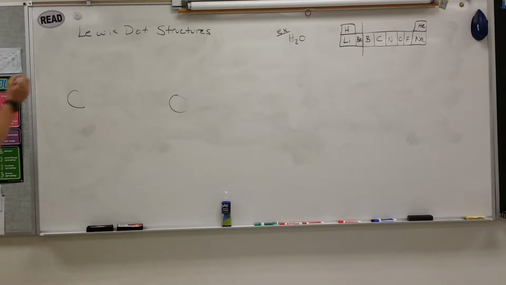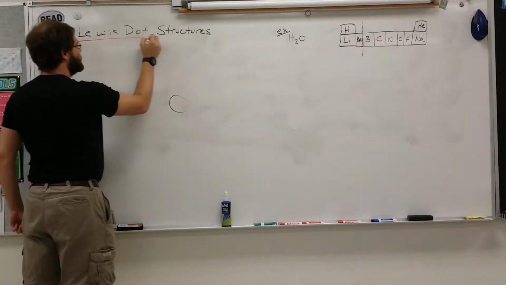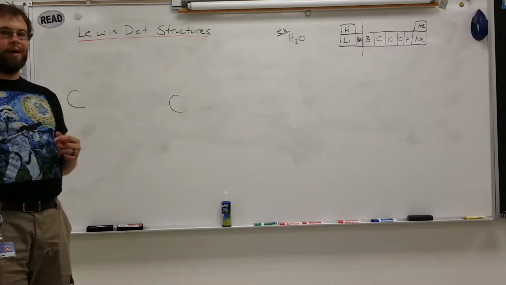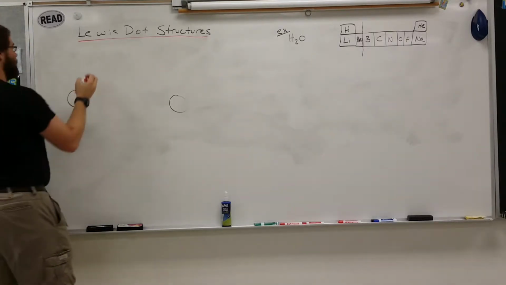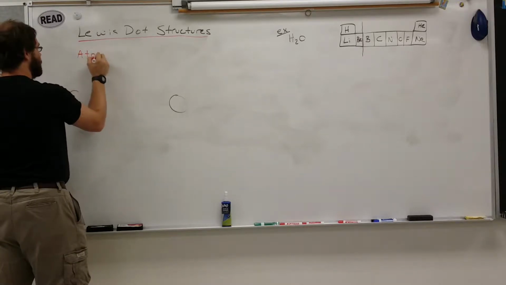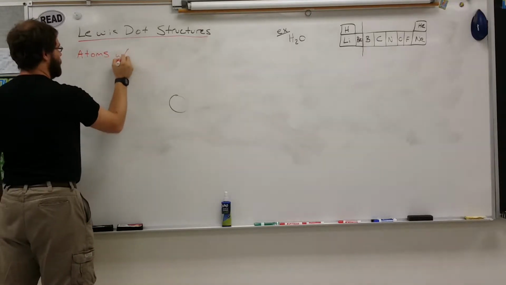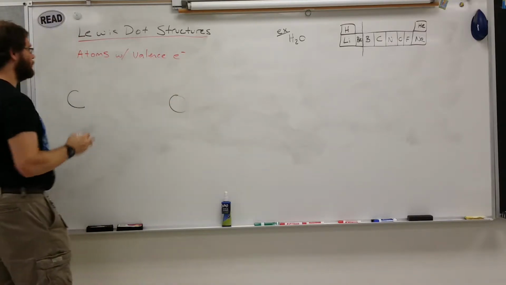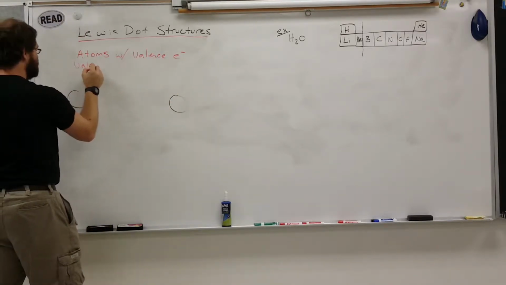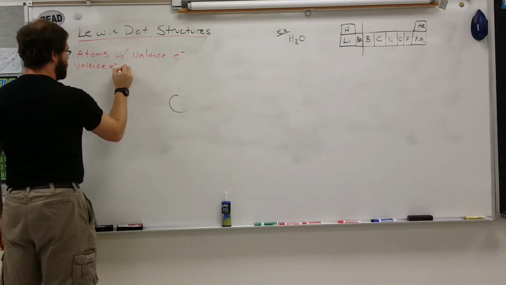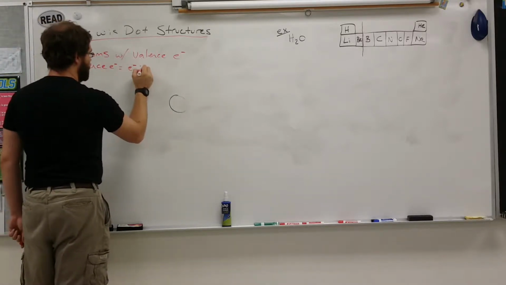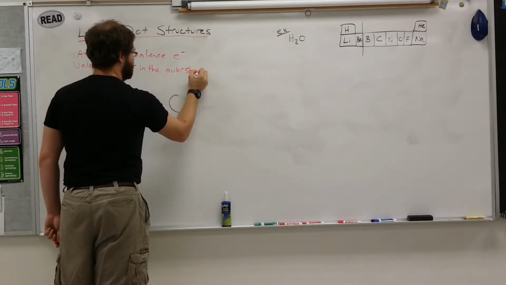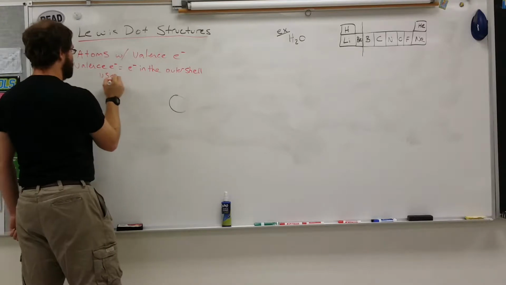Alright, in this video we're going to talk about Lewis dot structures. Okay, and Lewis dot structures is just a pictorial way to represent atoms and their valence electrons. Okay, just to remind you, valence electrons are the electrons in the outer shell used for bonding.